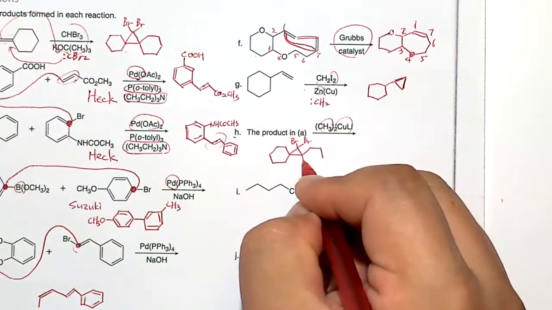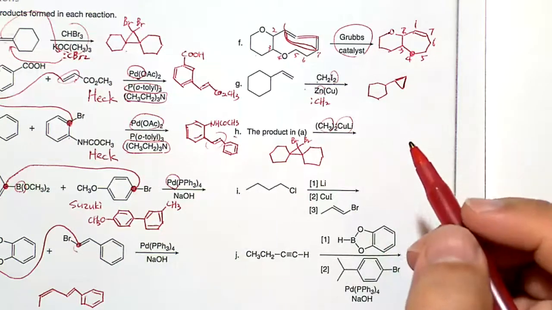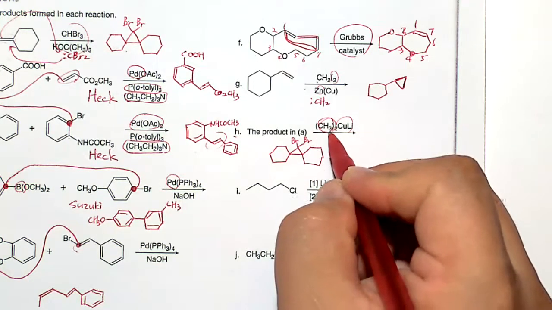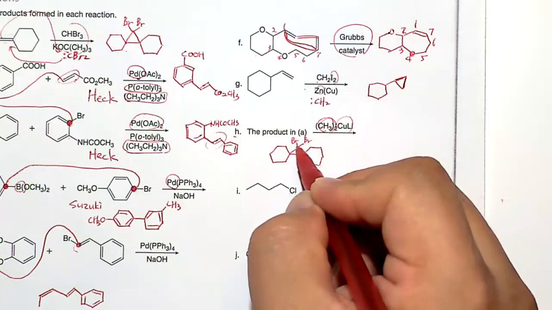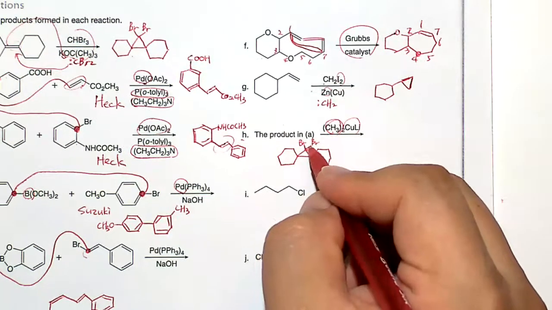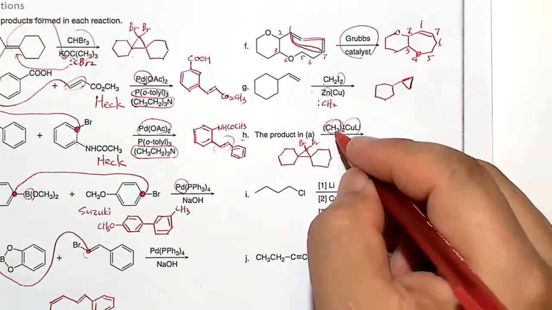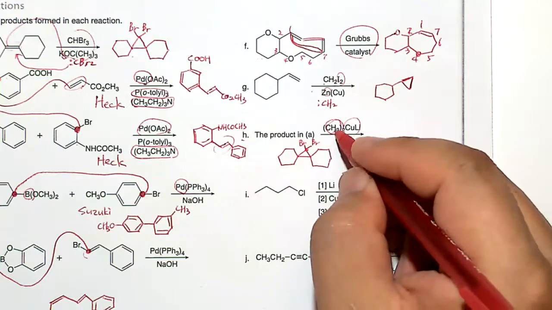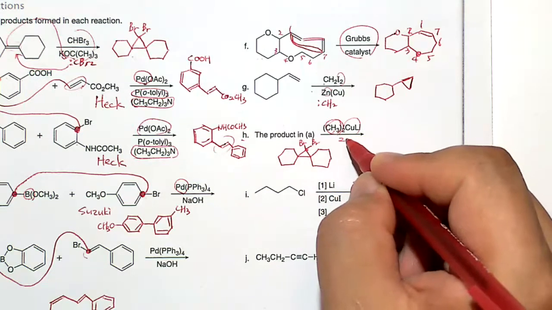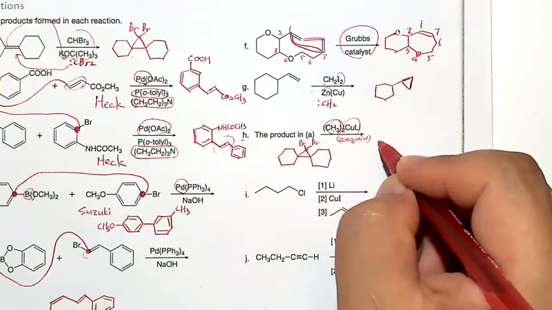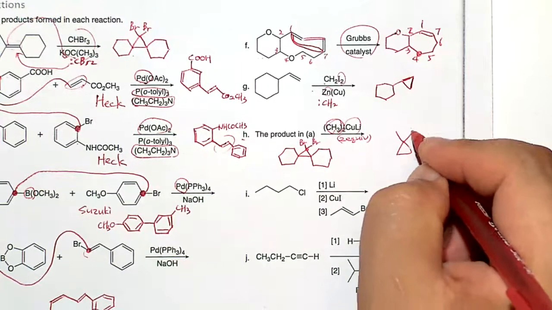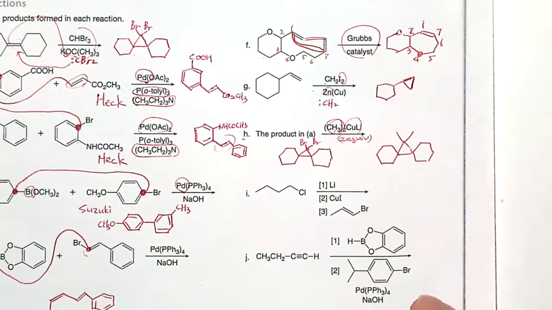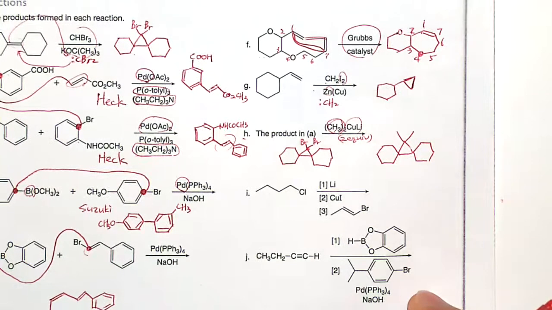Dibromo compound with organocuprate CH3. So this CH3 will be added to here, and there are 2 bromo groups. So CH3 will switch to this 1 bromine, and the next one, this is probably, it's better to have 2 equivalent or excess. Then we'll have this fused ring system.